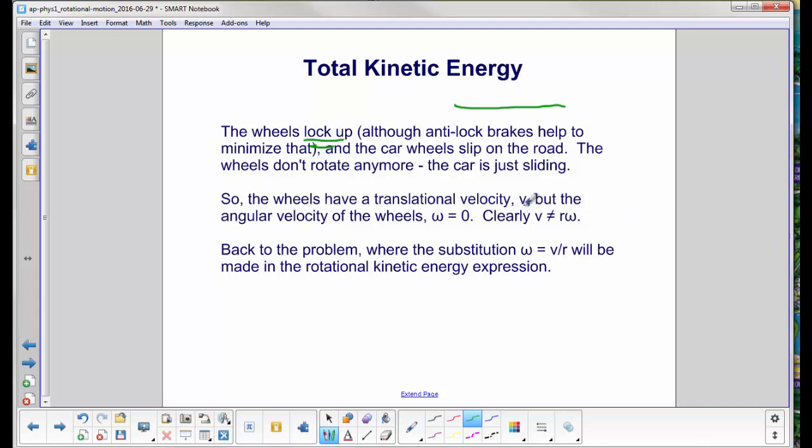So the wheels will have a translational velocity. The car is still moving, but the angular velocity of the wheels, if they're not rotating at all, will equal 0. Clearly, V does not equal R omega in this case. Even if it's rotating just a little bit, the translational velocity will be greater than R omega. So we will now go back to the problem because we are assuming that it's rolling without slipping, so we can make the substitution omega equals V over R.